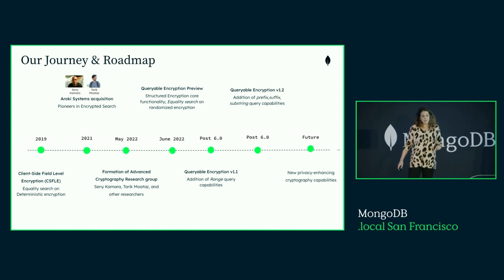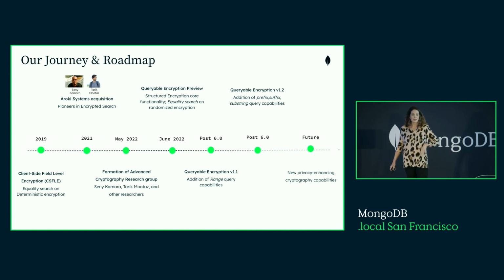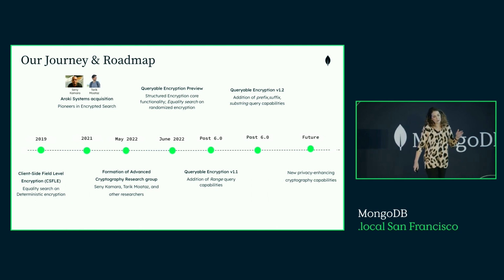A couple months ago, they actually formed an advanced cryptography research group at MongoDB, so not only working on encrypted search, but other privacy-enhancing cryptographic technologies, which you'll see after I let them actually do more research when we get prefix, suffix, and substring in. So we announced in preview equality at MongoDB World. The next will be range. After that, prefix, suffix, and substring.